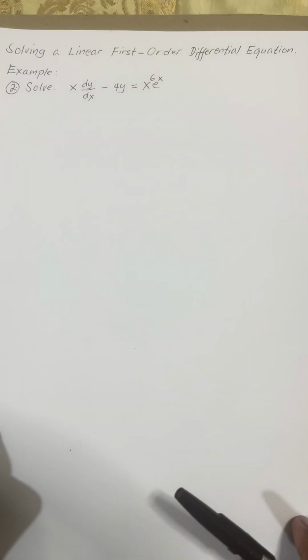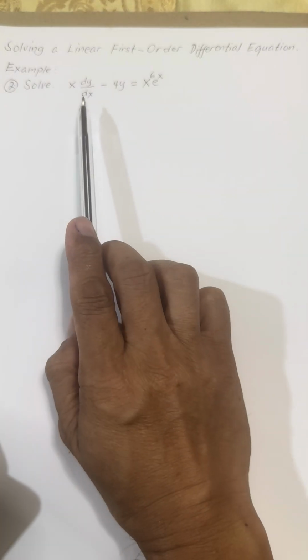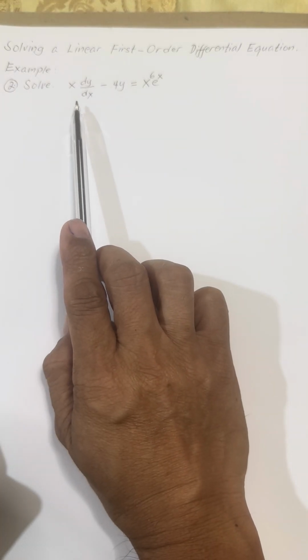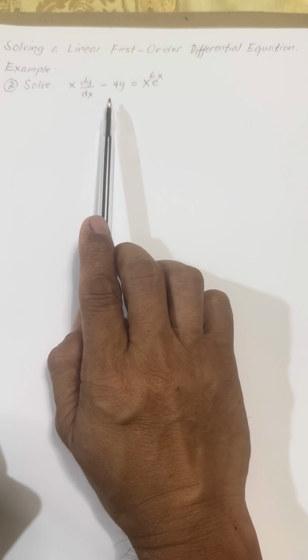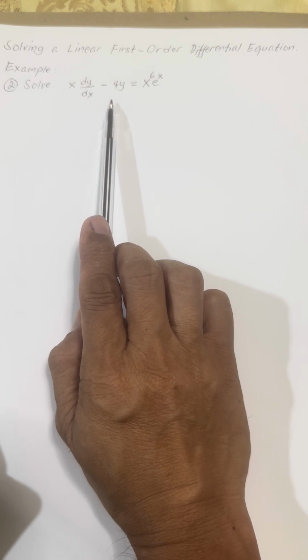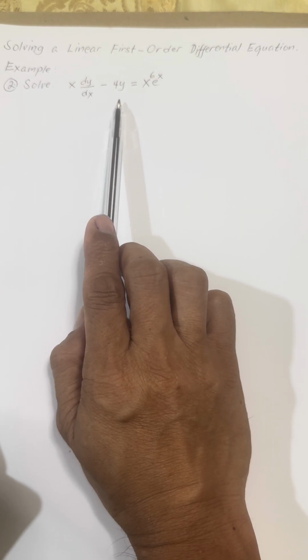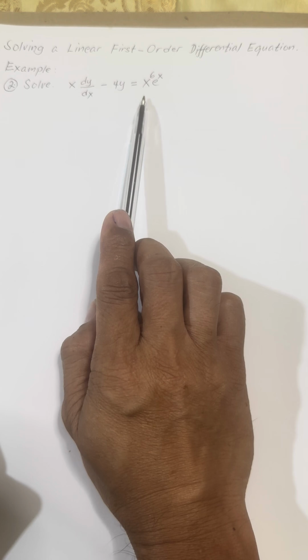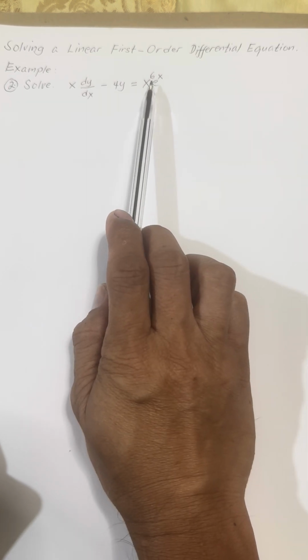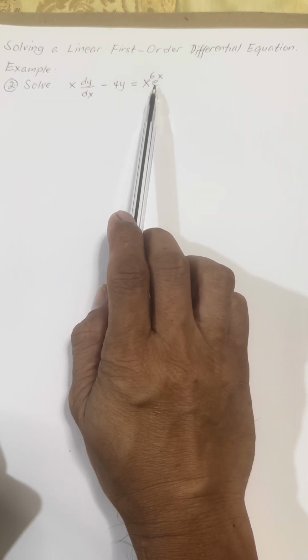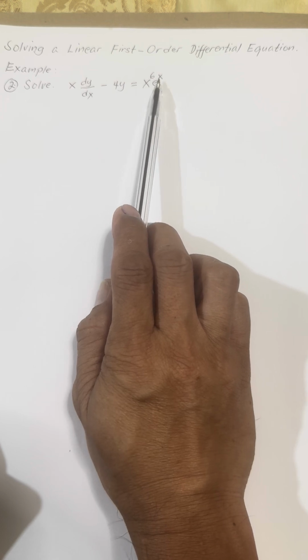Everyone, today I'm going to give you another example of how to solve a linear first order differential equation. So we're given this differential equation, x times dy over dx minus 4y equal to x to the 6th power times e to the x power.